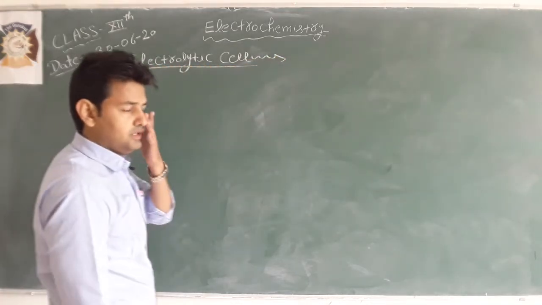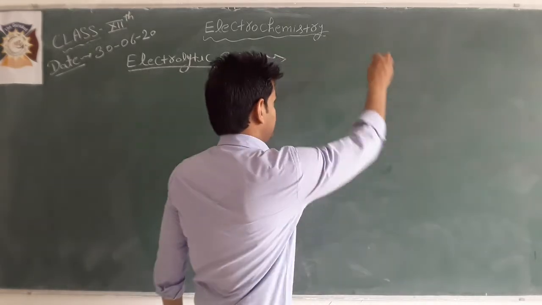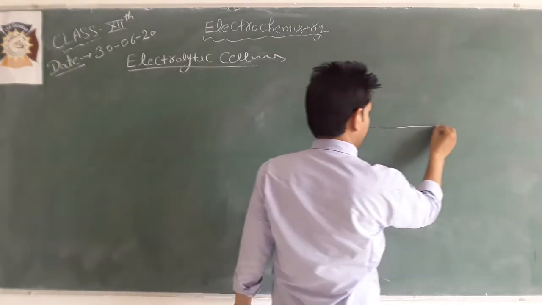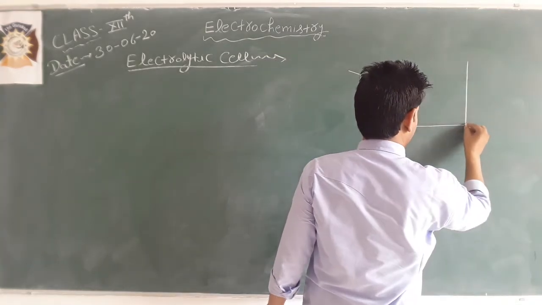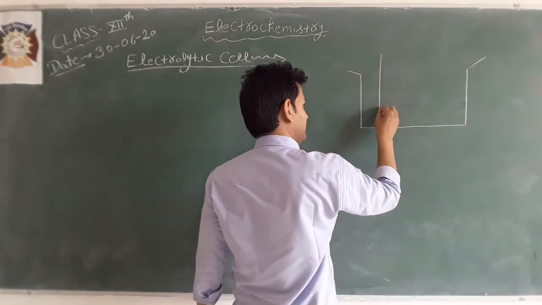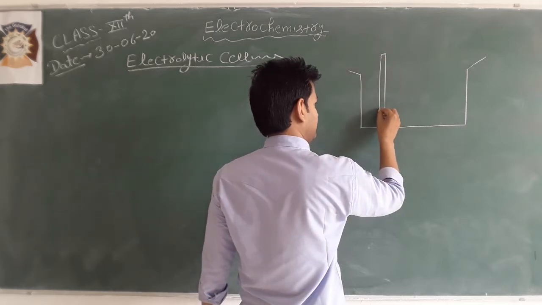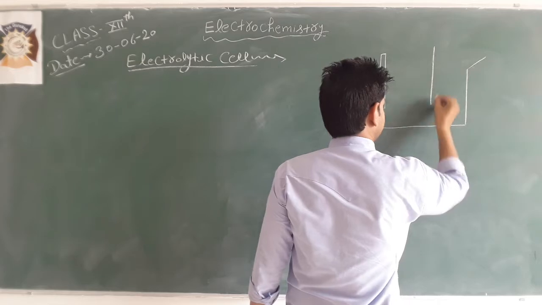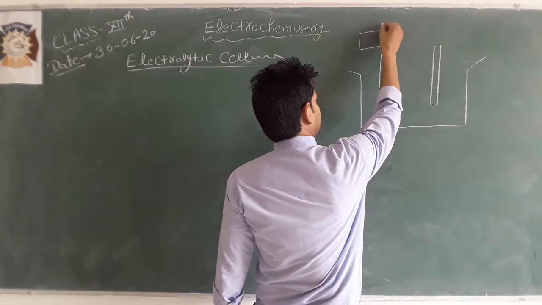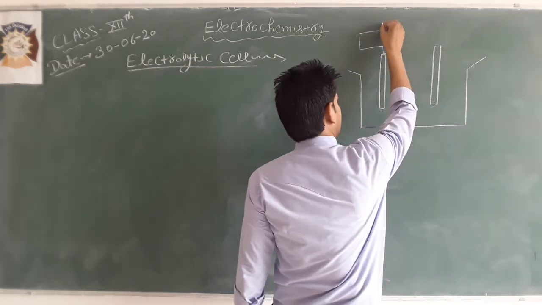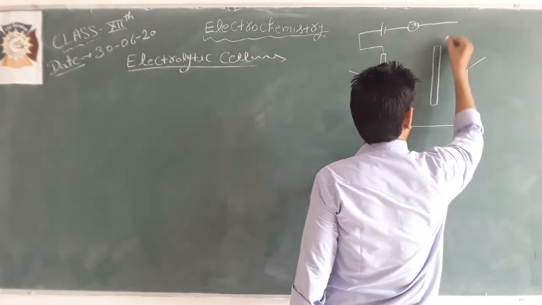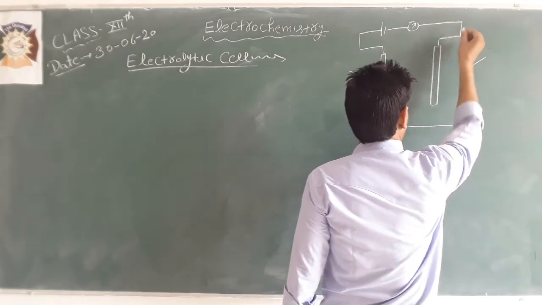First we discuss the diagram for this cell. The reaction for this cell will occur in one beaker. Let's take a beaker. Both electrodes are present in the same beaker. One is the anode and the second is the cathode. These are connected through an external source of electricity, a battery. There is an ammeter to show the deflection. You measure the current.